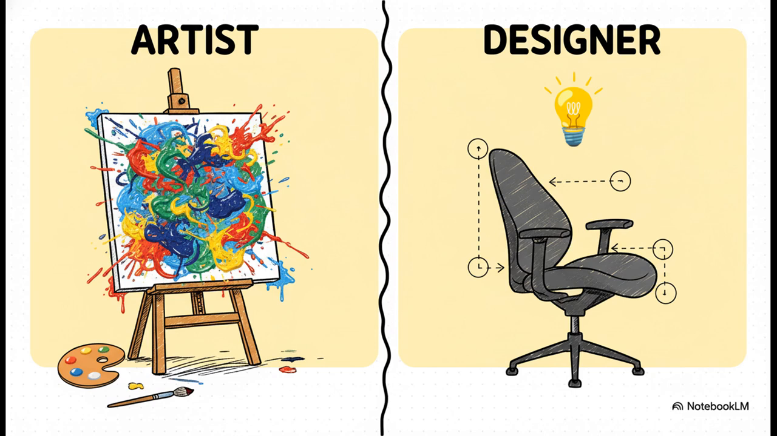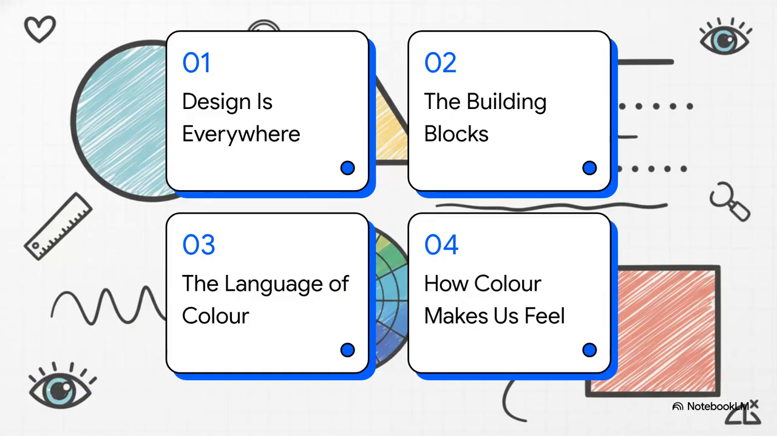Think about your desk chair. It's not just designed to look nice. It's engineered to support your back, to roll smoothly, to actually work. That's design. It has a job to do. So here's the game plan for today. We'll start by seeing how design is literally all around us. Then we'll break it down into its most basic building blocks. After that, we'll dive into the language of color. And finally, we'll look at the fascinating ways color can actually affect our emotions.